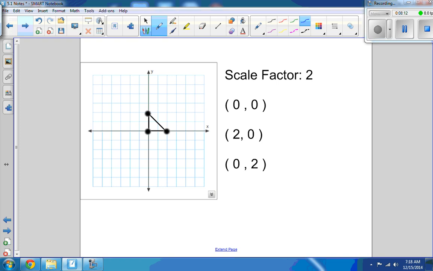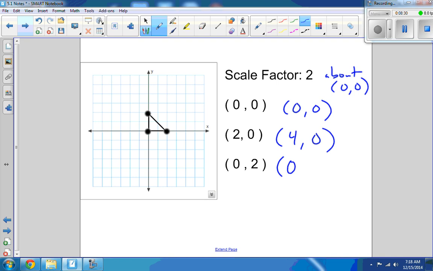So if I do a scale factor of 2, about the origin, about 0, 0, all I have to do is multiply the numbers by the scale factor. So 2 times 0, 2 times 0, 2 times 2, 2 times 0, 0 times 2, 2 times 2. And here is my new image. So A, B, C, A prime, B prime, C prime. So there's my scale factor of 2.